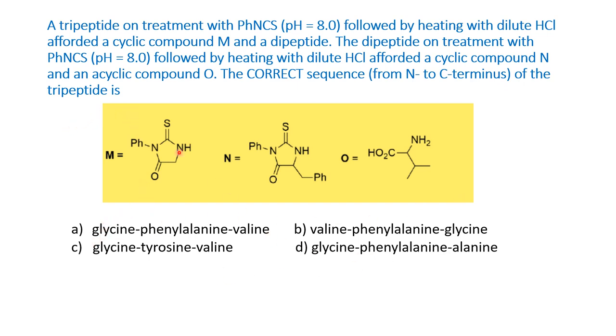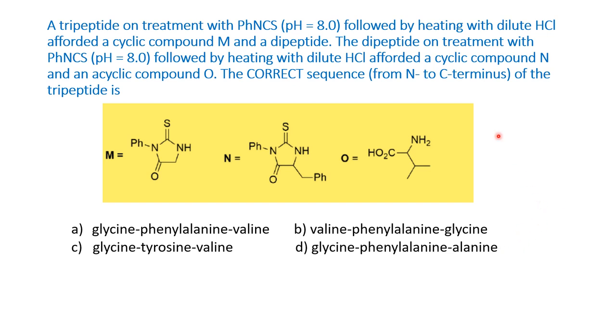Four options are given. So this is a question where the N-terminal analysis of a small tripeptide is being done. And this question says there are three fragments, and two fragments are cyclic and the other fragment is acyclic. So we will first see what is the reaction and how this tripeptide is sequenced, and then how we can arrive at the answer. Find the sequence of amino acids in this tripeptide.